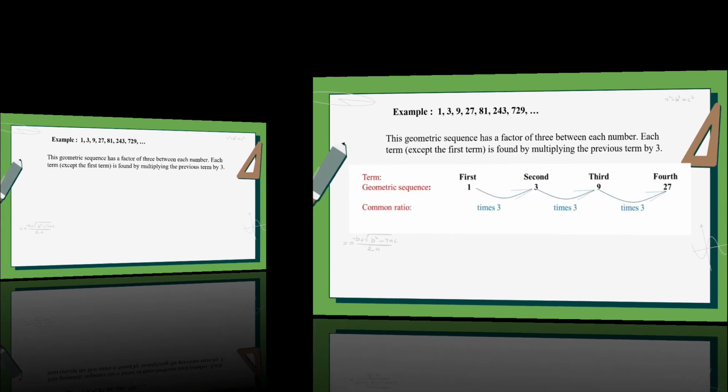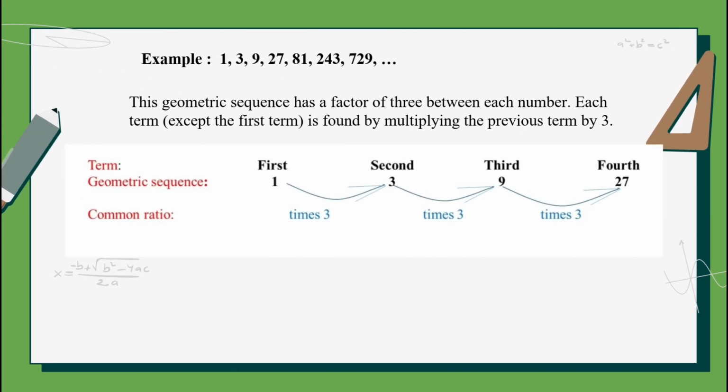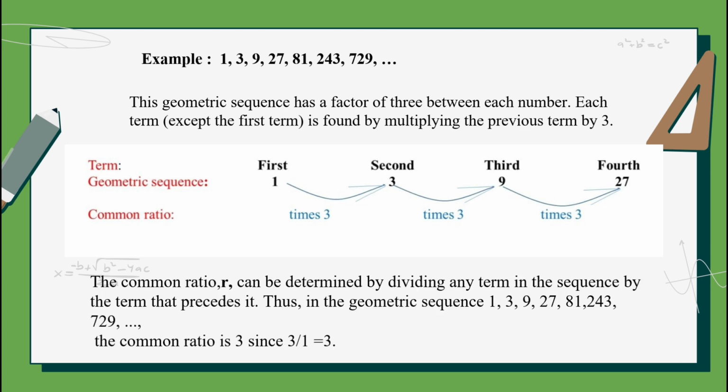Yung first term natin is 1. Then yung common ratio natin is 3. Para makuha yung second term natin, i-multiply natin yung first term sa common ratio, which is 1 multiplied by 3 is equal to 3. Yung 3 is magiging second term na natin. Hanggang i-multiply pa natin siya sa times 3 at magiging 9. Magiging third term na natin yon. Then i-multiply natin sa times 3 again, magiging 27 na siya. Yan ang tinatawag na geometric sequence.